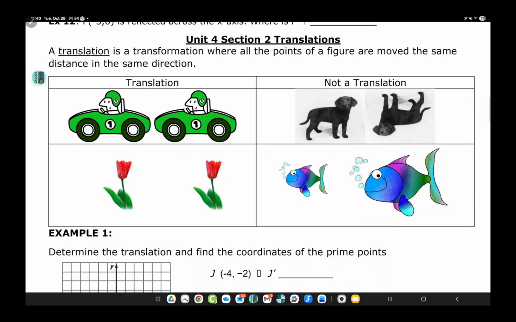So the first, the guy in the car, translation, the flower, translation. The puppy is not a translation because the orientation is not the same. The fish is not a translation because the size is not the same. Translation will keep the same orientation and size. All transformations outside dilations, which I don't think we're going to talk about, should keep the same size. Reflections and rotations will change the orientation, but translation will be the one that keeps it.